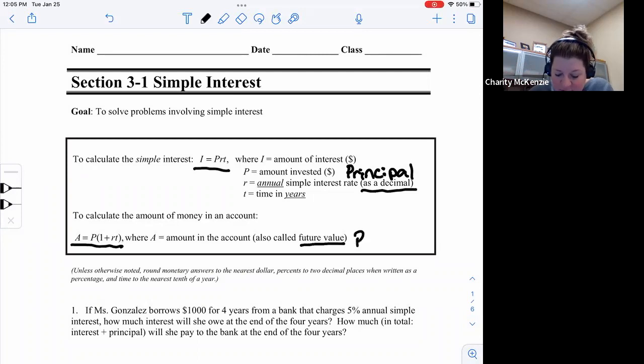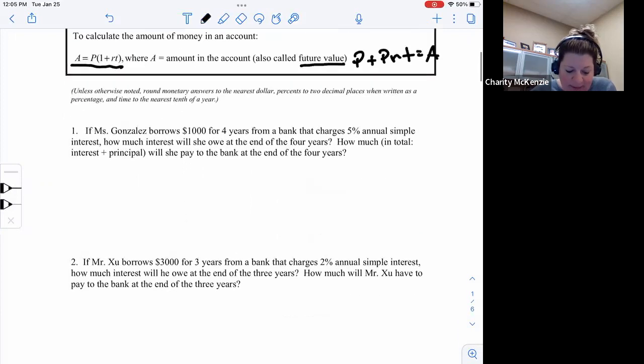Another way to write this could be principal plus PRT equals A. I kind of wrote the A on the opposite side, but these two are the same thing. So just so you're aware, this one kind of leads us towards the formula for compound interest. So it's probably why they write it that way. So let's do a couple examples.